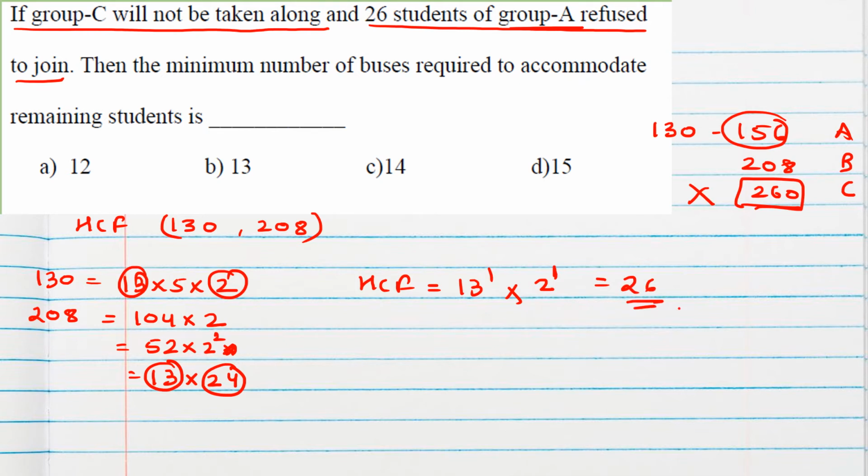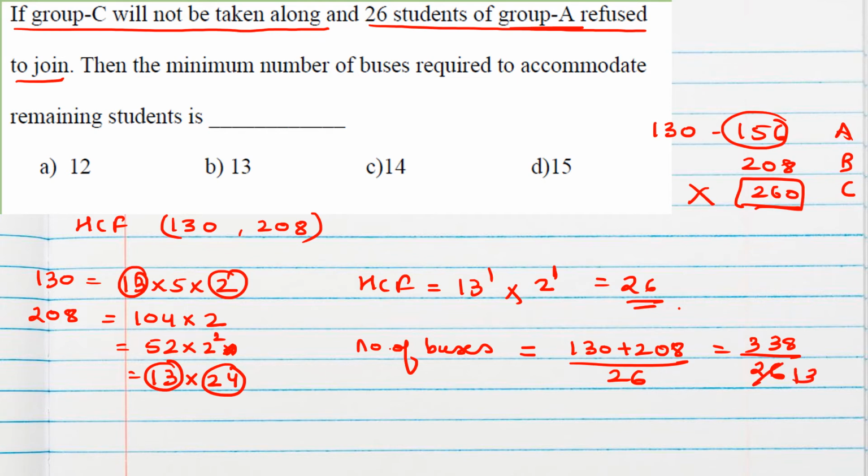Okay. So now how many total students are there? So the number of buses required for how many students? For 130 plus 208. And we should accommodate 26 students in each bus. So this will give 26.